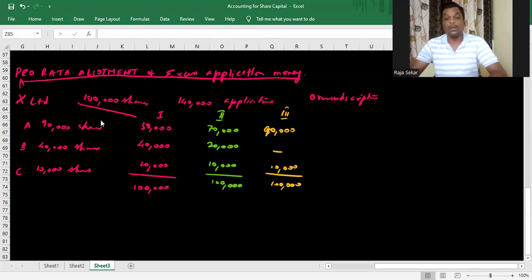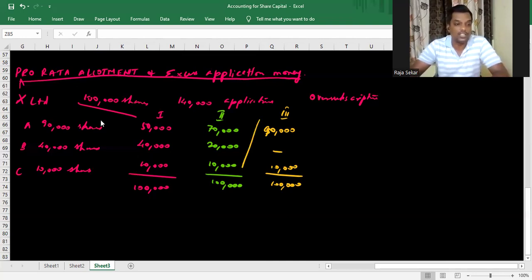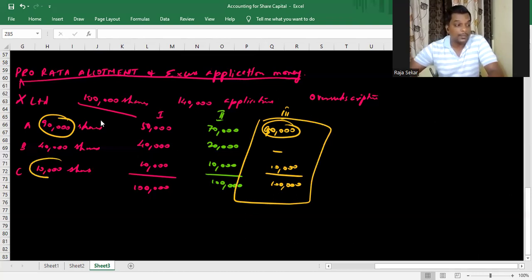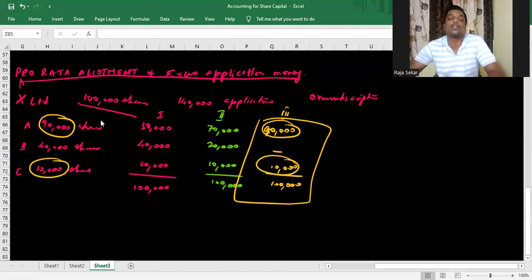Now, whenever the company rejects a certain number of shares outright and allots only a certain number of shares, the company refunds the application money received on the rejected applications. For instance, if you take case three, the company has allotted all the shares that A had applied for. He had applied for 90,000 shares and he had been allotted 90,000 shares. C had applied for 10,000 shares and the full 10,000 shares had been allotted to C. Whereas B had applied for 40,000 shares, but B has been allotted no shares.